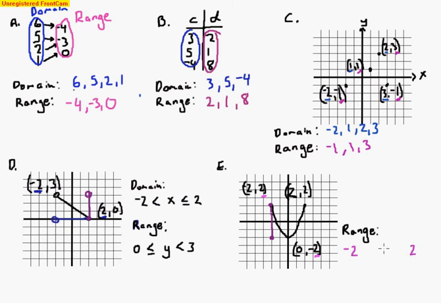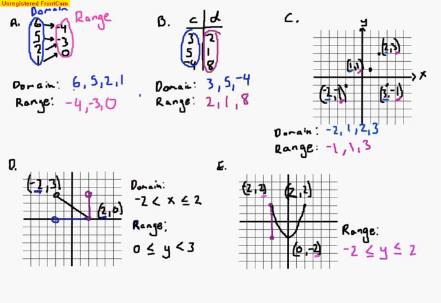Now the range values are not x's. What are they? They're y's. That's right. So y needs to be greater than or equal to negative 2. It could be equal to because it does end down here. It doesn't have an open circle. But the values of y need to be less than or equal to positive 2. So those are the range values.